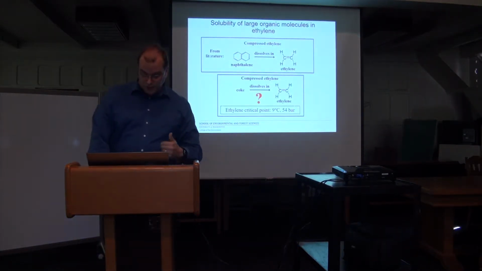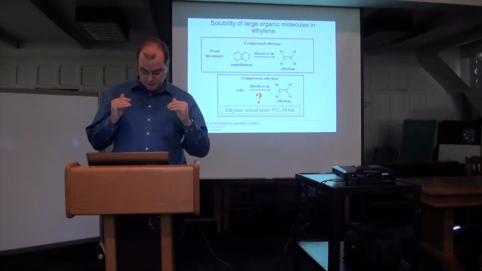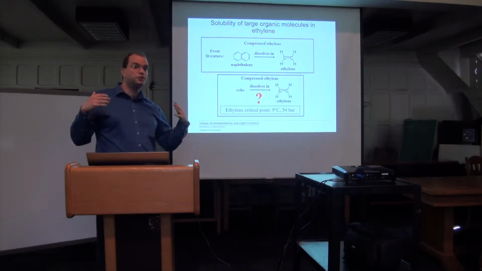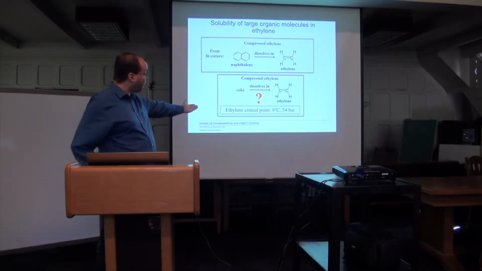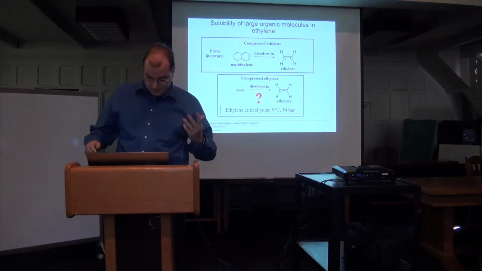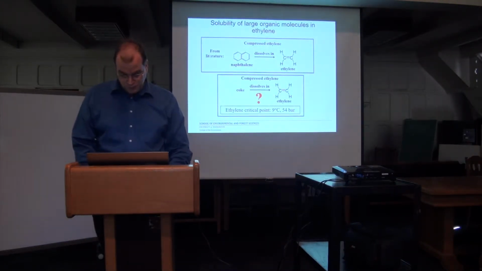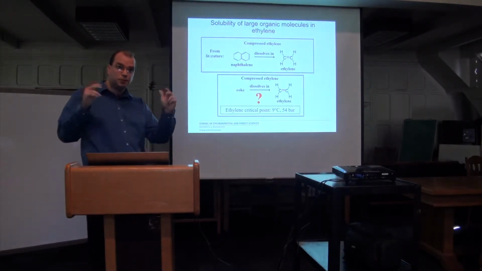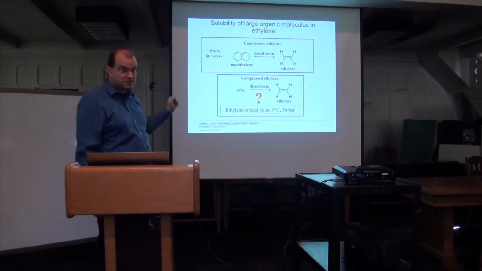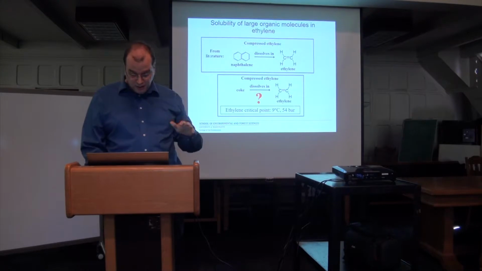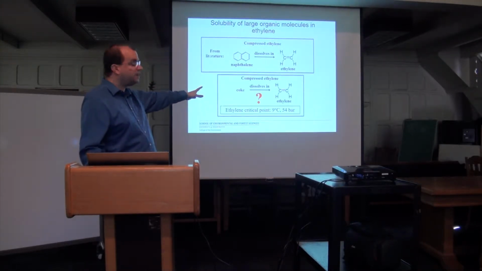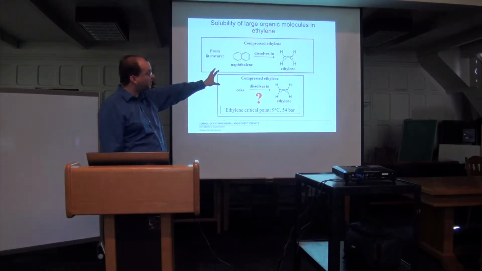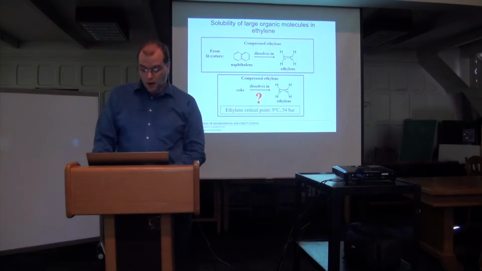Now look at the critical point of ethylene, the temperature and pressure above which the ethylene is said to be supercritical. It's fairly low, 9 degrees Celsius. So that's even below room temperature, and 54 bars. So essentially all that you have to do to generate the supercritical ethylene is increase the pressure beyond 54 bar, even without having to provide any heat or anything. And why would you want to do that again? Because it provides the ethylene with the ability to dissolve many organic molecules.